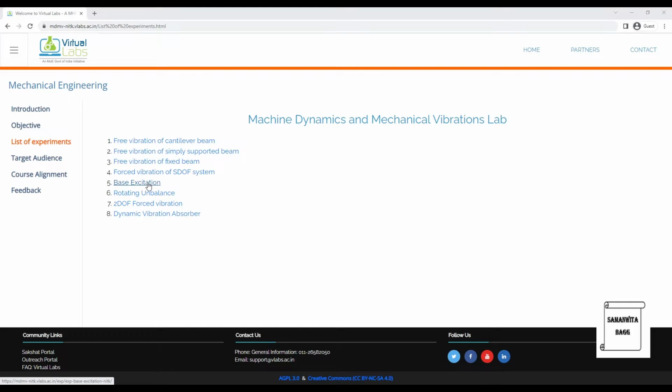This is a continuation of experiment number 4, wherein we discussed the forced vibration of a single degree of freedom system. There we discussed that there are three ways of excitation to the system forcibly. The first case we have already discussed in experiment number 4, that was by applying harmonic force. Here we are going to discuss base excitation.